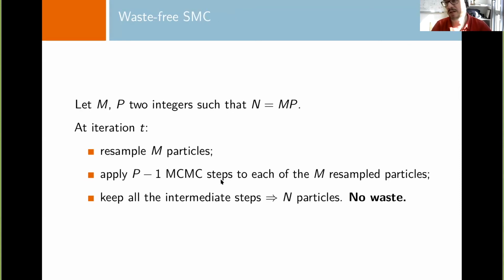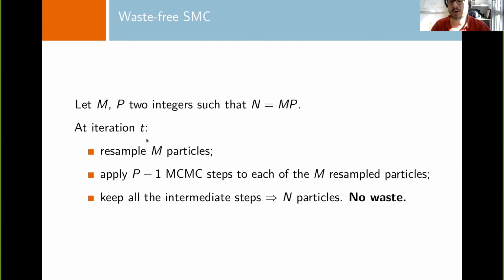So that's where I start the second part of my talk, and I will let Dang speak in a few minutes. Let's assume that capital N is still the sample size, the number of particles, but I'm going to assume that N equals MP, where M and P are two integers that divide N.